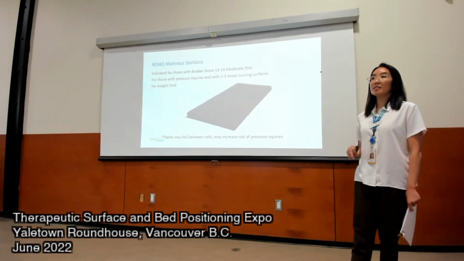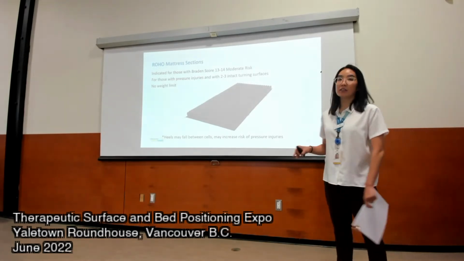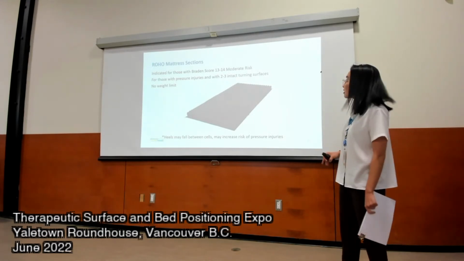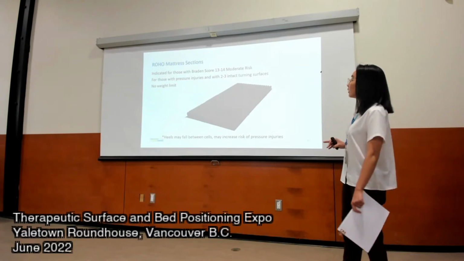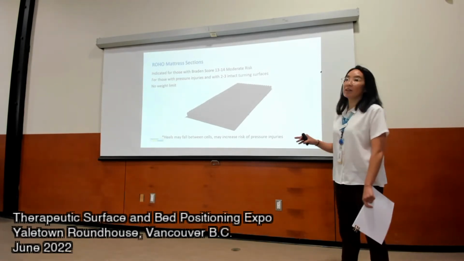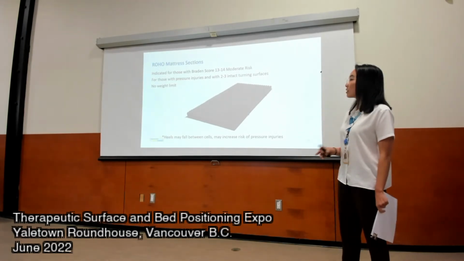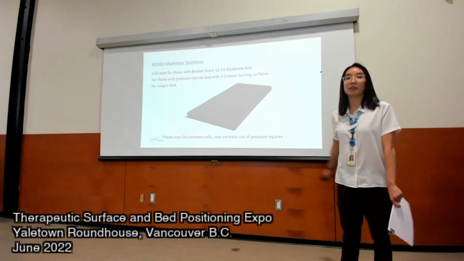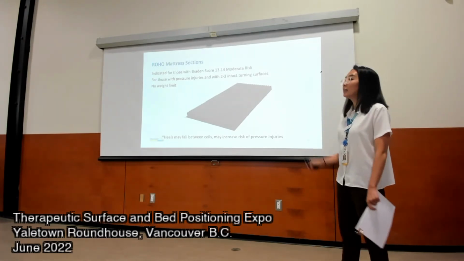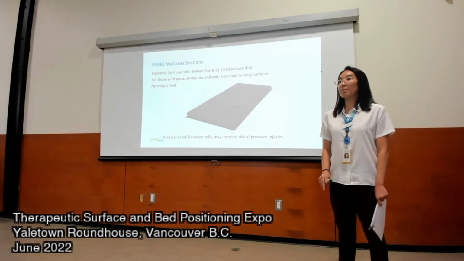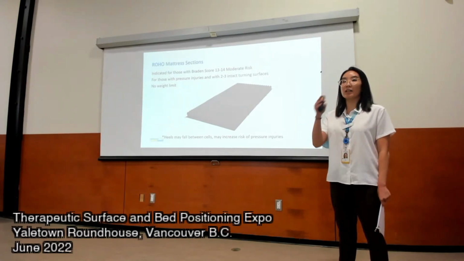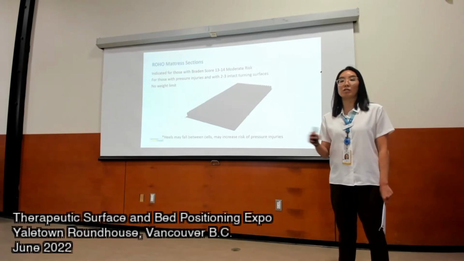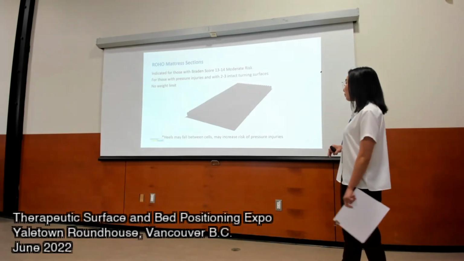But keep in mind that these are considered a moderate pressure relieving surface, and they are indicated for people who score 13, 14 on the gradient, okay? And for people who have 2 to 3 intact turning surfaces, and this is indicated by the Interdisciplinary Skin and Wound Committee, okay? This is considered a reactive mattress because the air distribution in each cell reacts to the weight and the force that is applied onto the cell side of the body, okay?